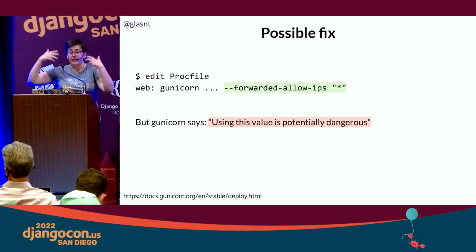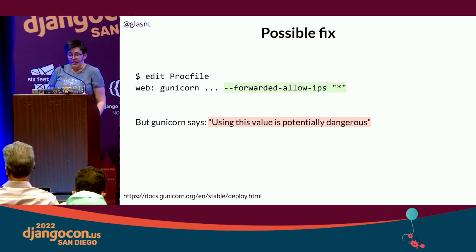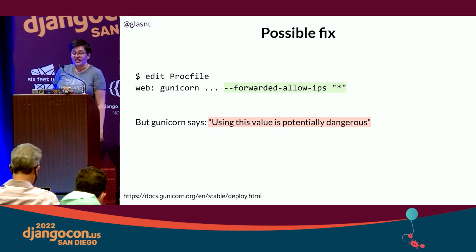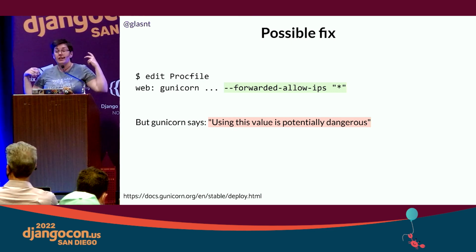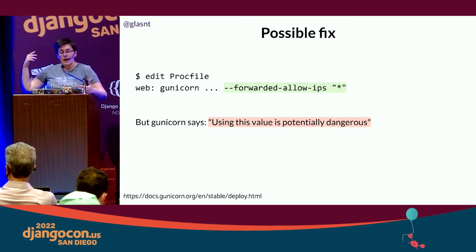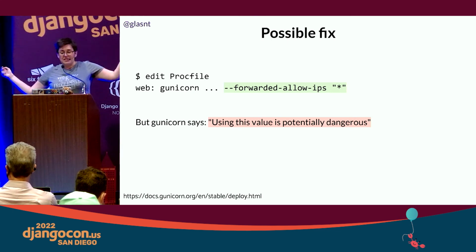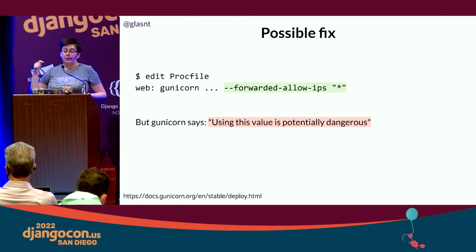You could set allow all IPs, which the Gunicorn documentation says to suggest only if all connections come from a trusted proxy, for example Heroku. But it also says using this value is potentially dangerous if connections to Gunicorn may come from untrusted proxies or directly from clients, since the application may be tricked into serving SSL-only content over an insecure connection. So let's not do that.